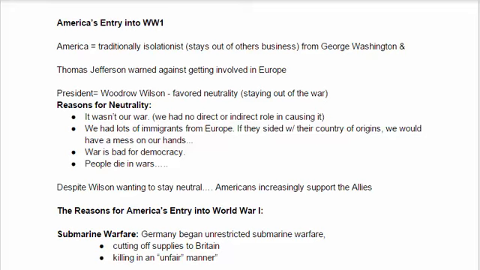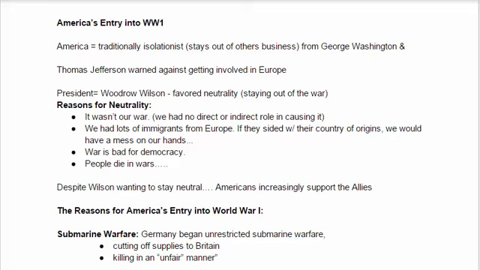So at this time, we have President Woodrow Wilson, and he is big time in support of neutrality. So he doesn't want anything to do with the war. His whole goal here is to stay out of the war. And he gives some pretty specific reasons for that. He doesn't want to get involved in the war because it wasn't our conflict. We didn't start it. We didn't have anything to do with it.